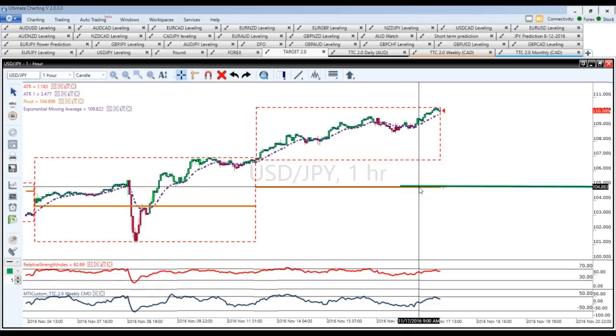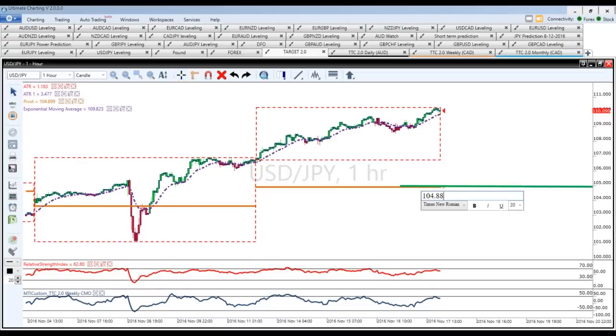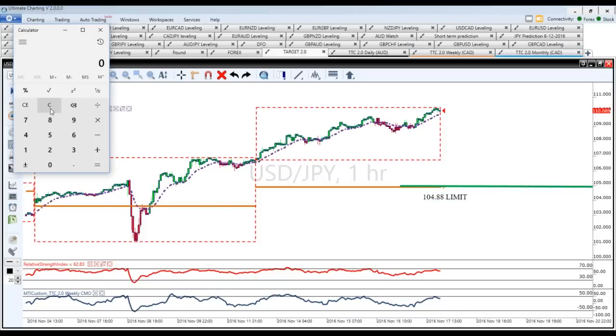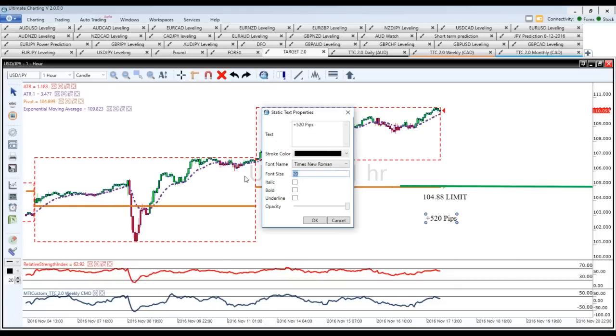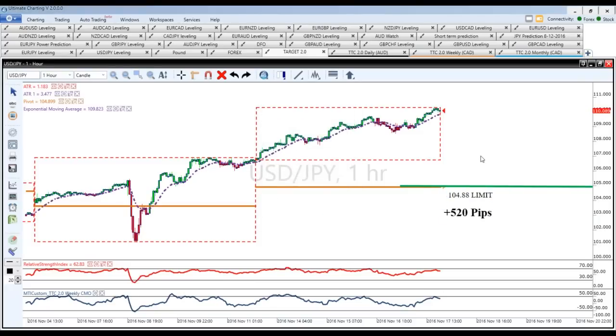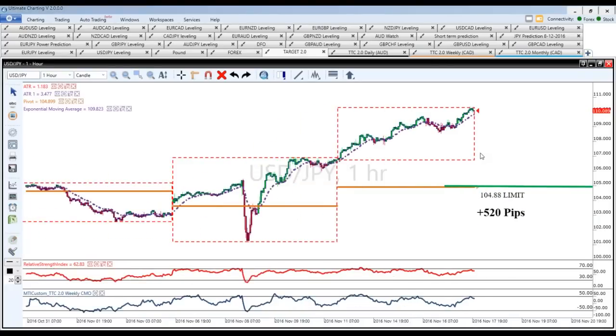What matters is this price point, 104.88. 104.88 is a limit. How far away is that? 110.08 minus 104.88 is 520 pips. This is a home run. Okay, you have 520 pips to be made here on the USD JPY. Write that price point down. This is why I'm so excited.